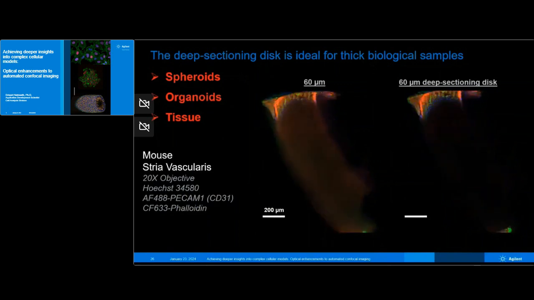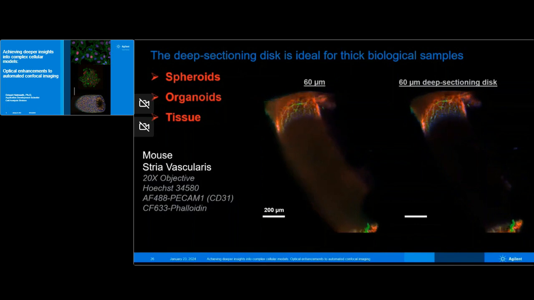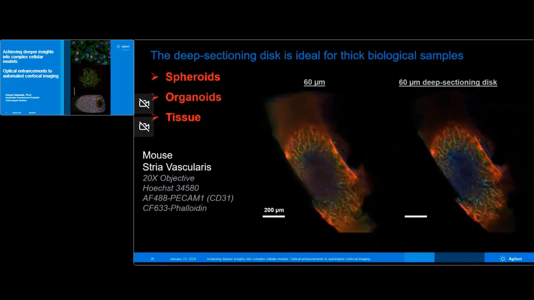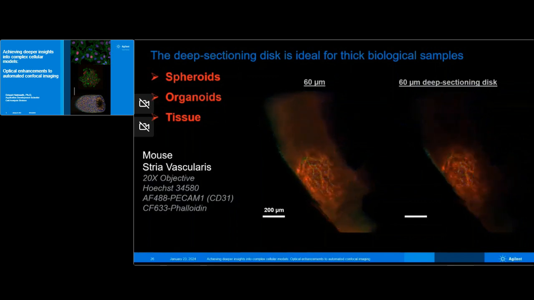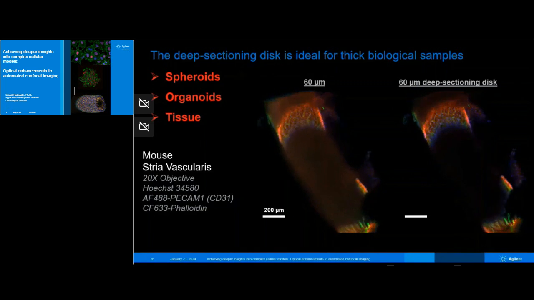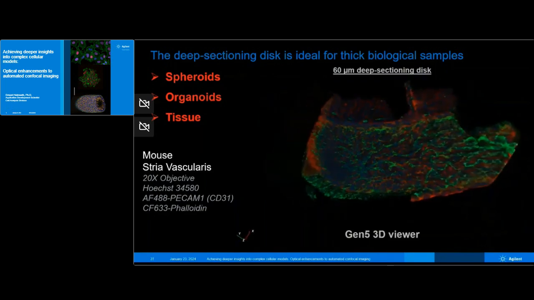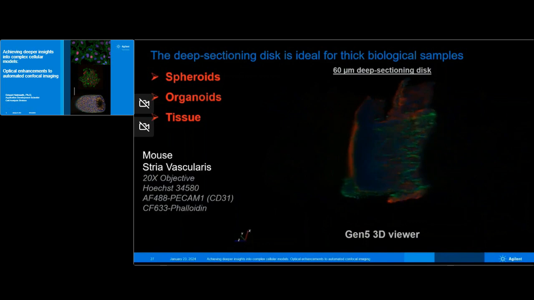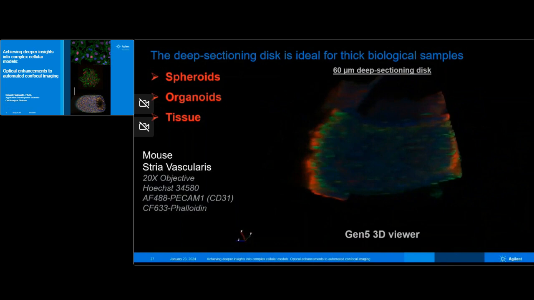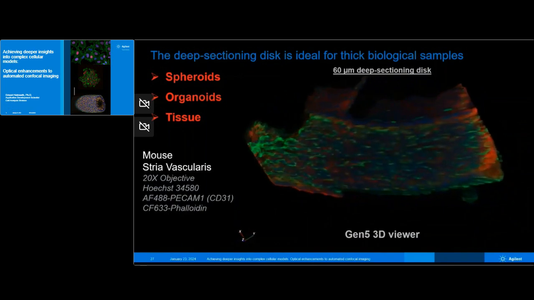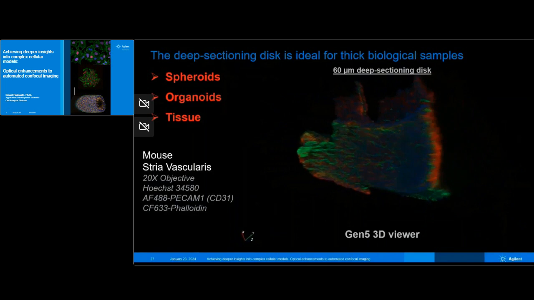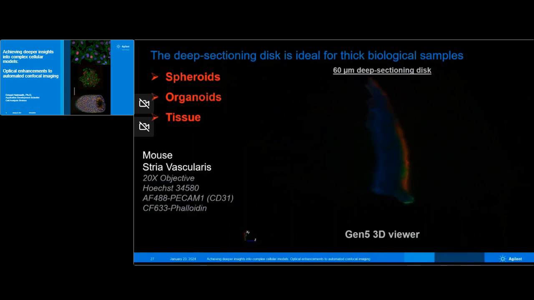So what you can see is as this pans through the bottom of this tissue, through the deepest parts, the deep sectioning disc eliminates a lot of that background. And this, in turn, allows you to render a much clearer image of that. So this is the deep sectioning version of that tissue. Using the Gen5 3D viewer, as you can see it rotating, you get a clearer view of all the vasculature of this kind of tissue.